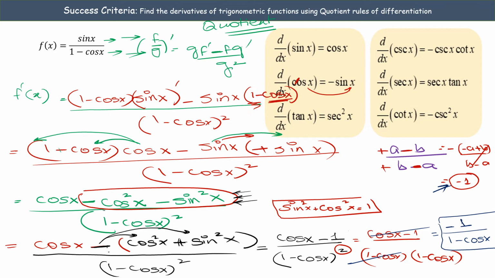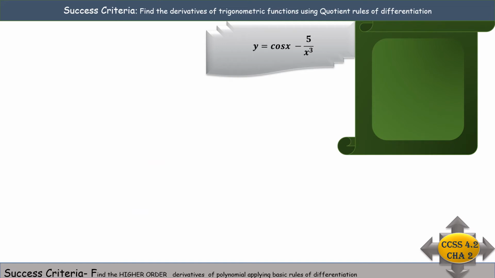Now let's practice more questions. First, we will solve the question over here, which is written on the gray: y equals cosine x minus 5 over x cube. The first thing is that we must analyze which rule we are going to apply. I have a negative sign here. Whenever there is a positive or negative sign between two terms, it means take the derivative of the first term separately and the second term separately, which means here we are applying the difference rule of differentiation.